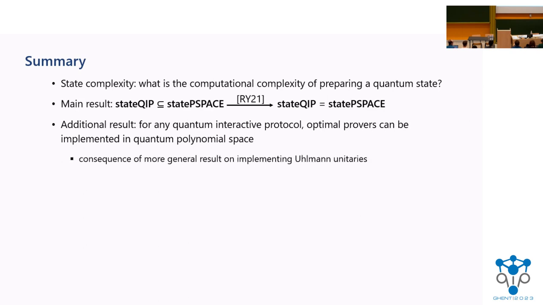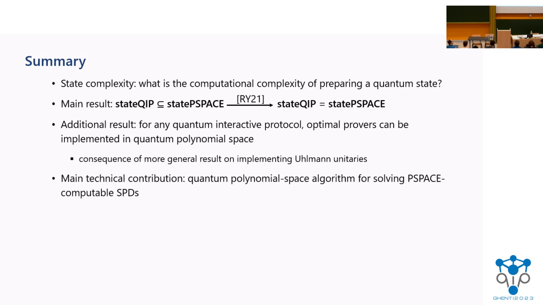And this goes via a more general theorem on the complexity of performing the unitary that relates equivalent purifications to one another. A consequence of Uhlmann's theorem is that if you have two purifications, you can relate them by acting unitarily only on the purifying register. And what we show is if these two purifications are both in statePSPACE, then the unitary relating them is in what is called unitary PSPACE, which is a unitary version of statePSPACE. The main technical result underlying both this main result and this additional one is this quantum polynomial space algorithm for solving these PSPACE-computable SDPs.